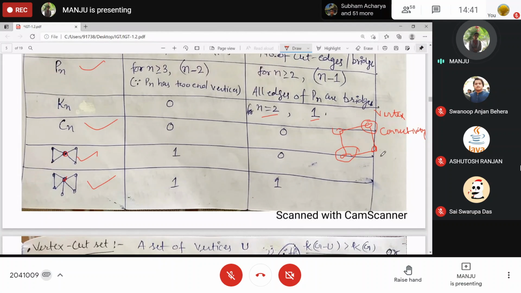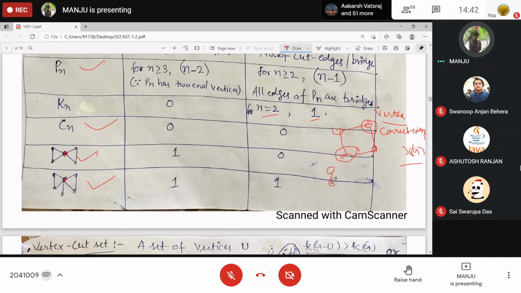That is the minimum number of vertices to remove from the graph so that the resulting graph becomes more disconnected. Or if the graph G is connected, it will become disconnected. And if it is already disconnected, then it will be more disconnected. That is, the number of components will increase. That is known as vertex connectivity. It is represented by kappa of G. That is the connectivity notation.